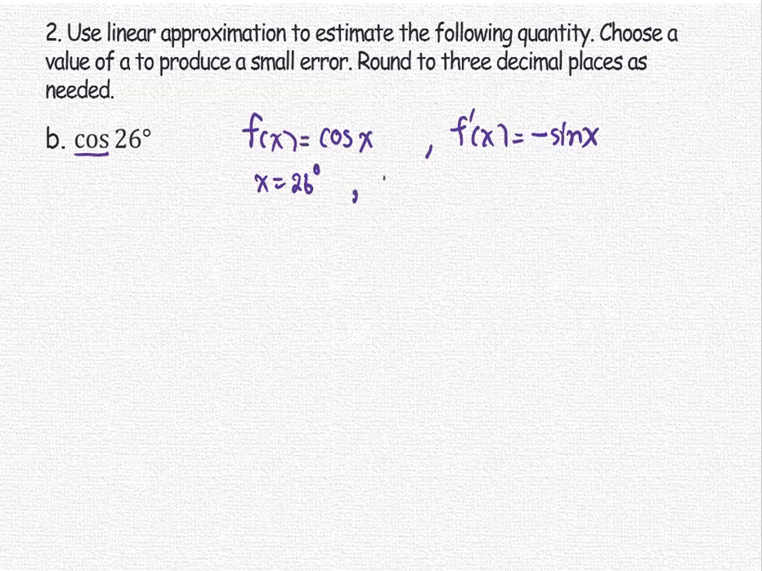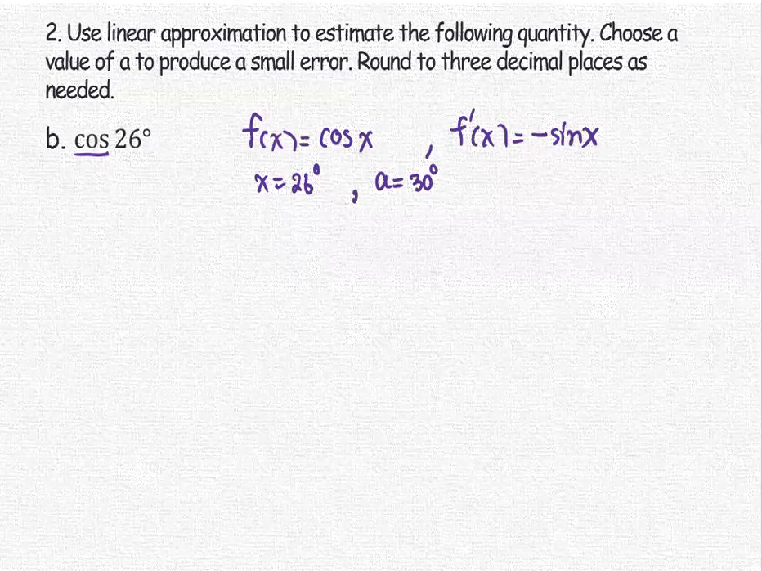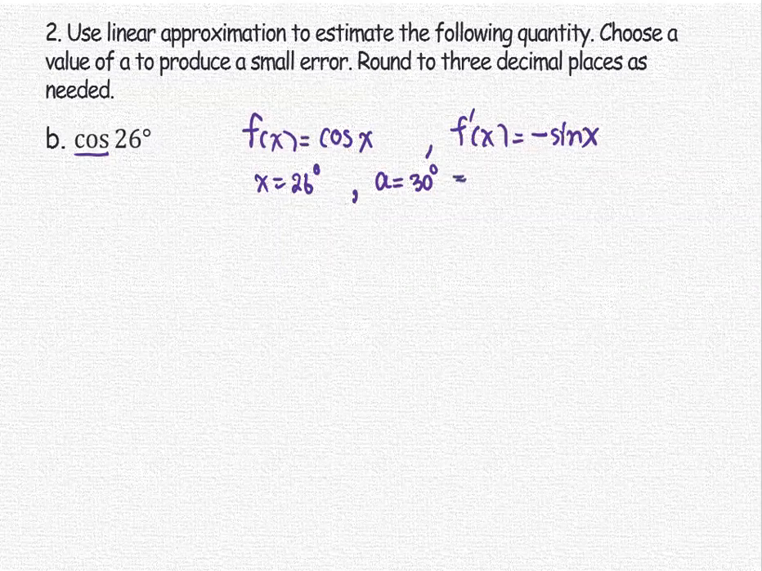The one that's close to 26 would be 30 degrees. And then we're going to change it into radians along the way. Okay, so a is 30 degrees, and then change 30 degrees into pi over 6. So x equals 26 here. Change it into radians as 26 degrees multiplied by pi over 180 degrees.